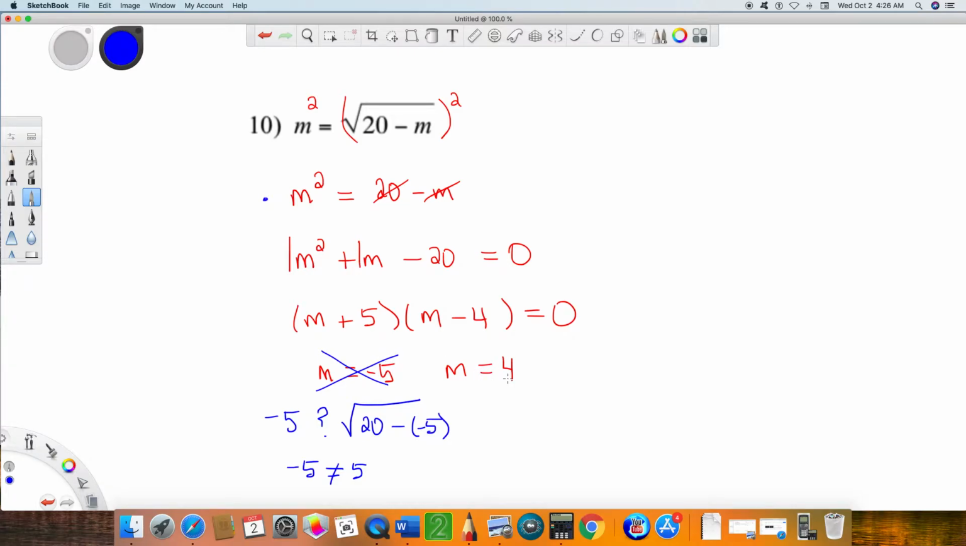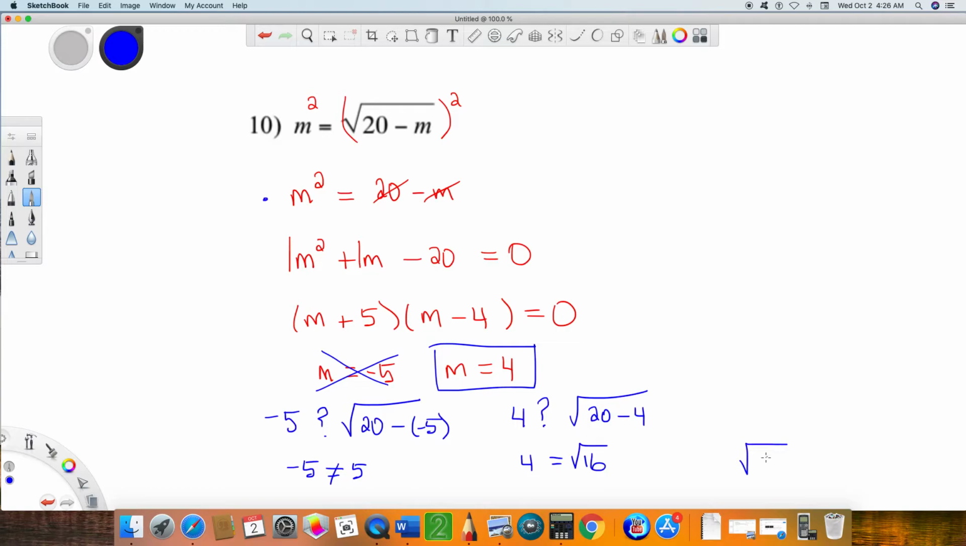Now, will 4 check? I don't know yet. I'm going to have to plug it in and see. On the left-hand side, I have a 4. And the big question is, when we do this arithmetic, is it going to result in 4? 20 minus m, if we're replacing m with 4, 20 minus 4 is 16. And yes, it's true that the square root of 16 is equal to 4. Because, like I say, that symbol is defined to be the positive square root.